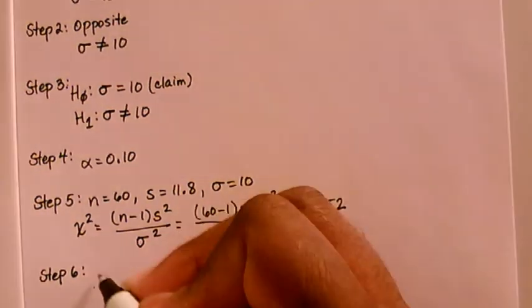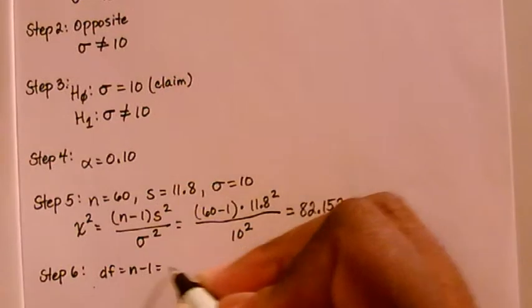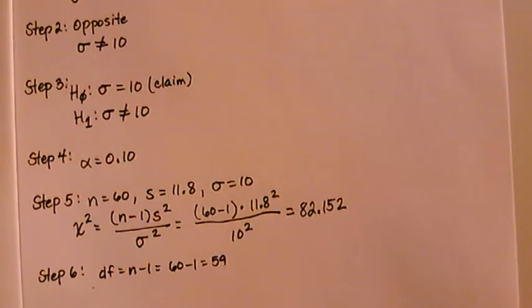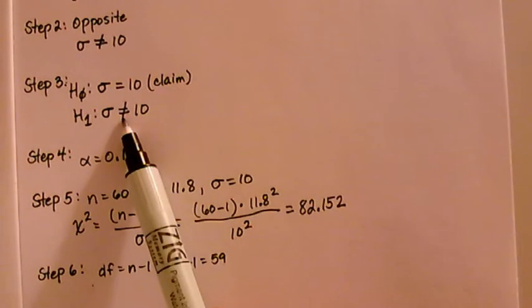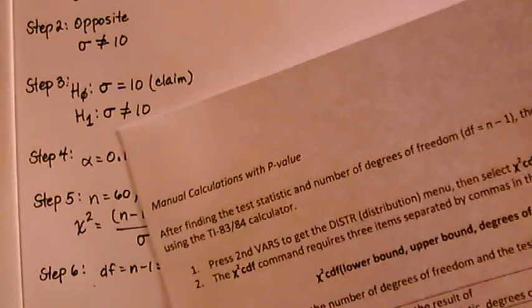First of all, our degrees of freedom is n minus 1. N is 60, so 60 minus 1 gives us 59. Now let's look at the alternative hypothesis. It says not equal to. That tells me it is a two-tailed test. Remember that your alternative hypothesis always tells you what type of test you're going to have, either a left-tailed test, a right-tailed test, or a two-tailed test. In this case, not equal to means a two-tailed test.